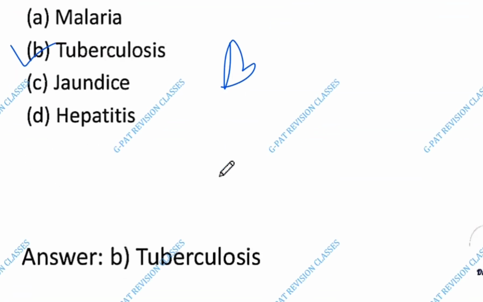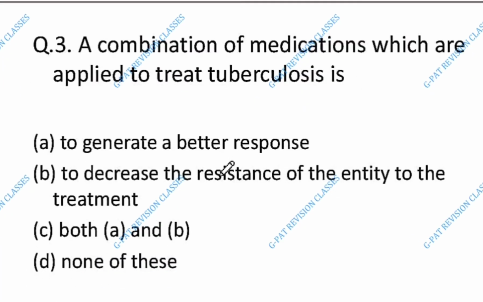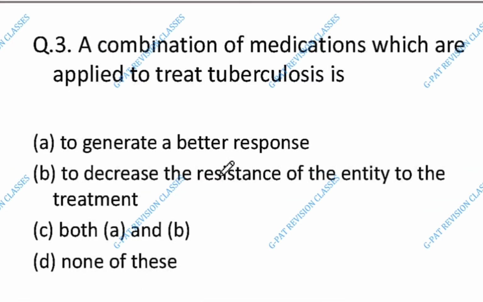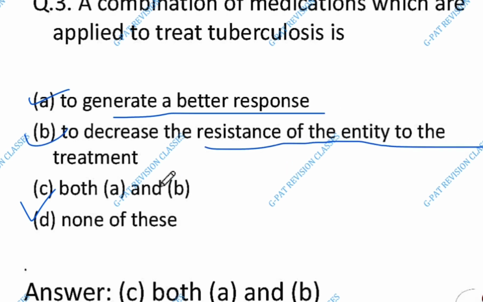Next is question number 3. A combination of medicines which are applied to treat tuberculosis is: the answer is C, both A and B. A is to generate a better response. B is to decrease the resistance of the entity to the treatment.